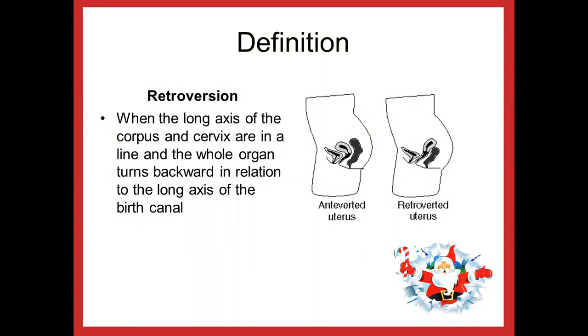When the long axis of the corpus and the cervix will come in a line, and the complete organ is turning backside, so that everything will come in a straight line to the birth canal. That is known as retroversion of the uterus.